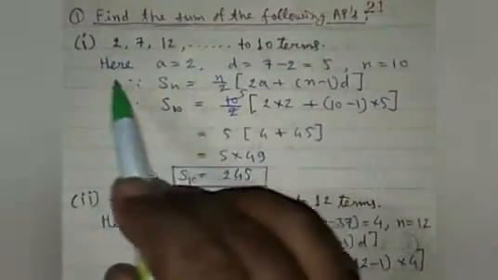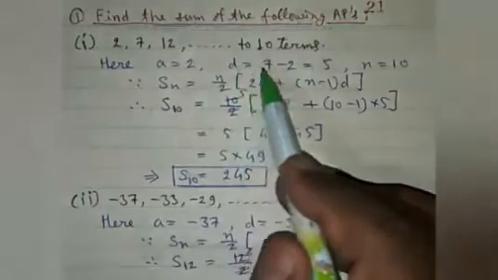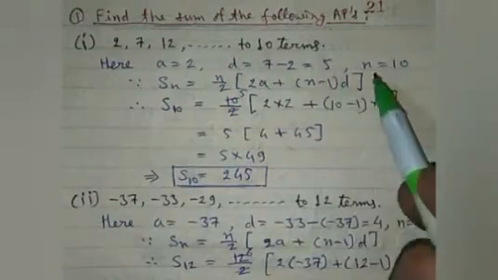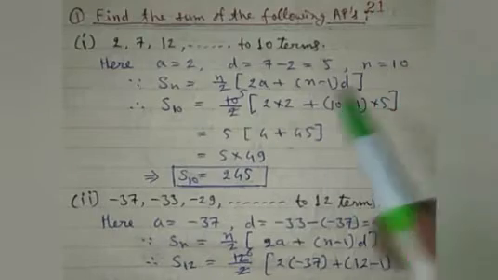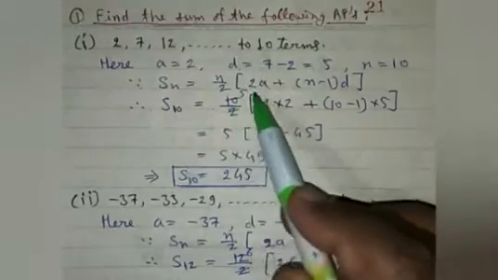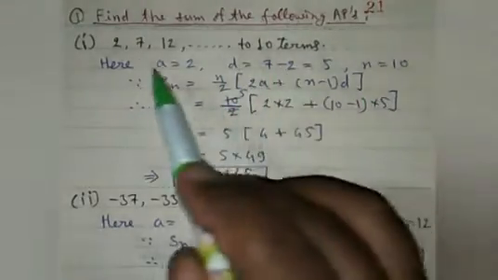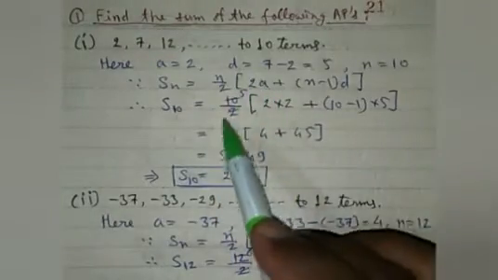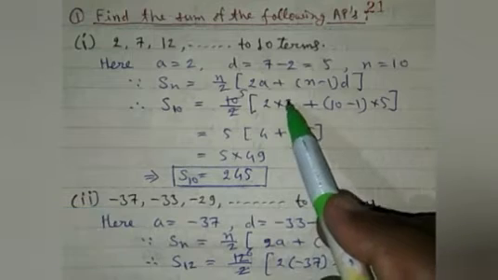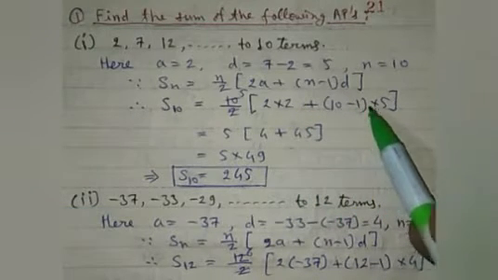Here in the first part, a is equal to 2 and the common difference d is equal to 7 minus 2, that is equal to 5, and the total number of terms n is equal to 10. So here, using the formula Sn is equal to n by 2 into (2a plus (n minus 1) into d). Substituting the values of a, d and n, we get 10 by 2 into (2 into 2 plus (10 minus 1) into 5).